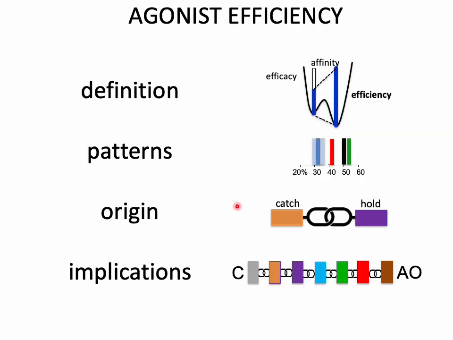So that's the end of the pamphlet on agonist efficiency. We defined efficiency. We described some patterns. We proposed a linear free energy relationship between catch and hold, between binding and gating. And we extended this linear free energy relationship throughout the gating isomerization.